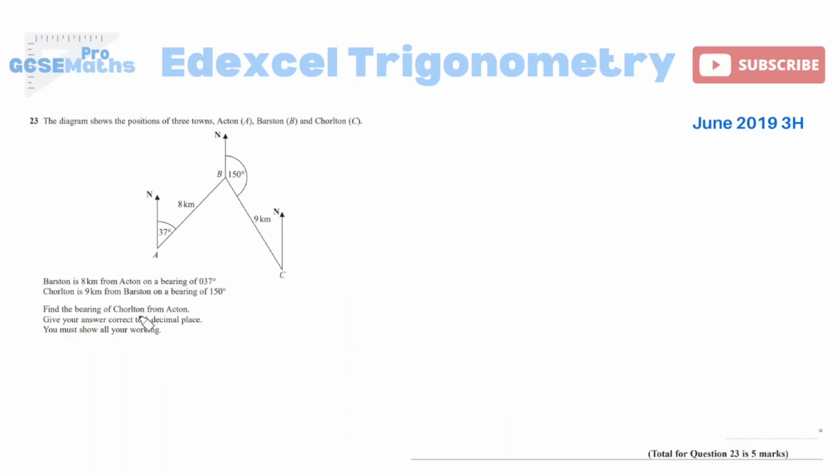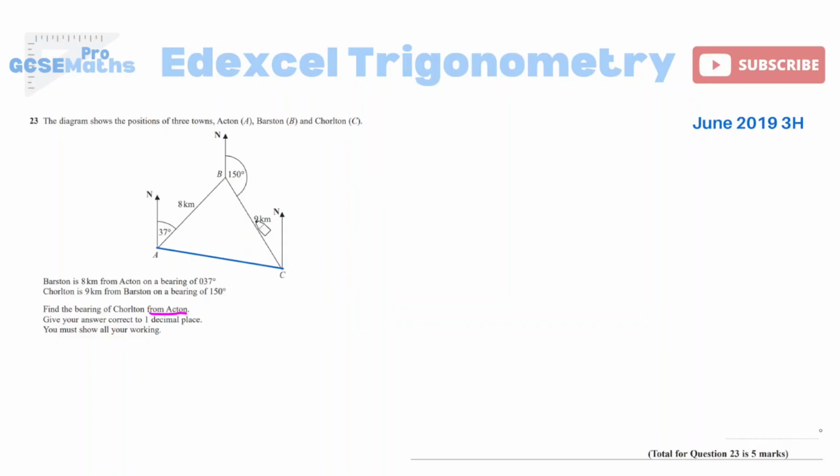First of all, in terms of bearings, you need to know which angle this is. It's always written the wrong way around when it says of Chorlton from Acton. Whichever one it's from, that's the north line that you're going to go from in a clockwise direction. Because they've related Acton and Chorlton, I'm going to draw a line between them. If that's not already there, then draw that yourself. You're always welcome to draw on any lines or any other annotations you want onto your exam questions. I would recommend doing it in pencil just in case you need to change it in the end.